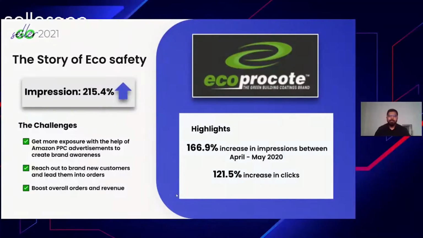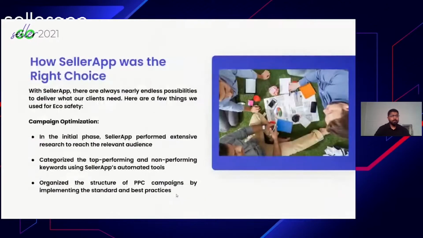Yes. So when John came to us, his primary concern was to increase brand awareness. Although there were sales happening, he realized that there was not enough visibility for the brand, and there was a stagnation. So our primary goal was to improve brand awareness and increase the overall orders and revenue. The first thing we did when we took over the account was conduct extensive research to understand the relevant audience on Amazon.